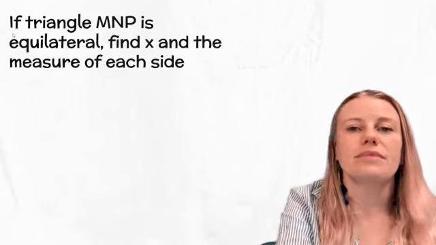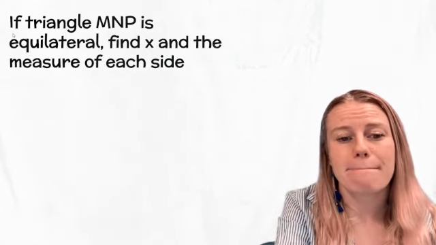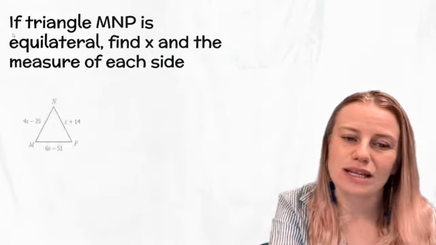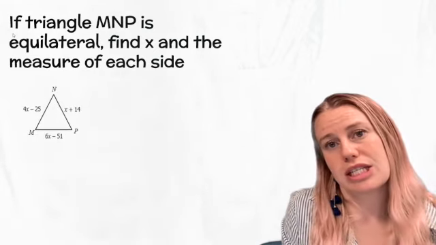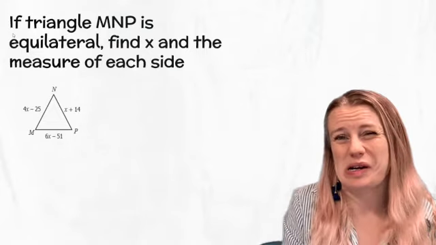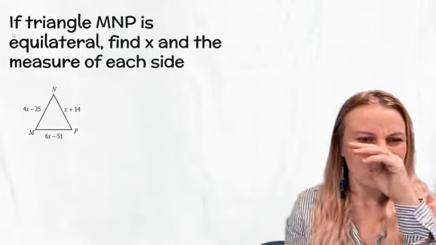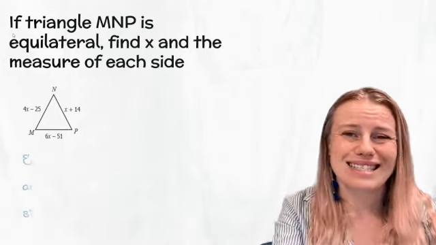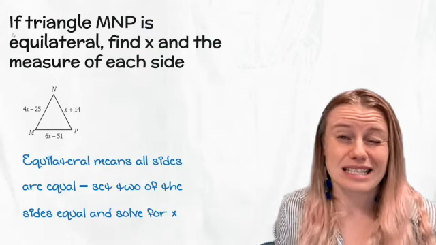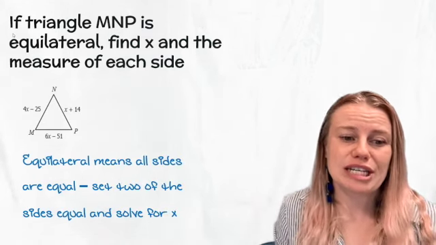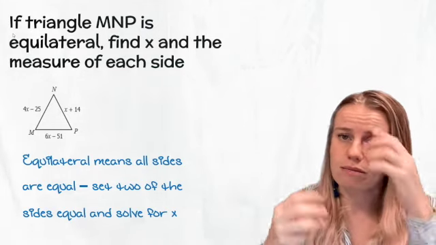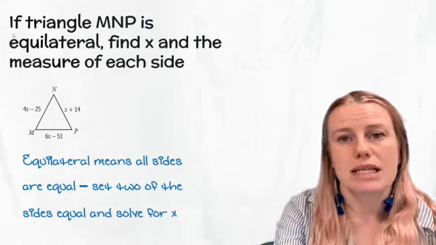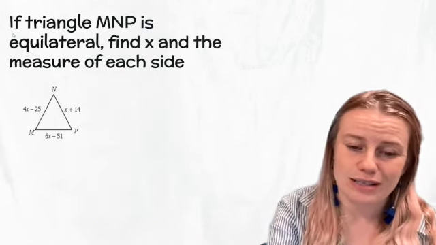Okay, if our triangle NP is equilateral, find x and the measure of each side. So this is where we're bringing in our algebra. Equilateral, remember that means that all the sides are the same. So what I can do here is set 2 of these equations, any 2, because all 3 of them are the same, equal to each other and solve for x.